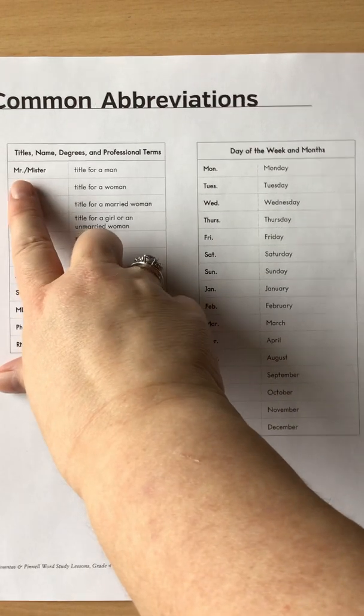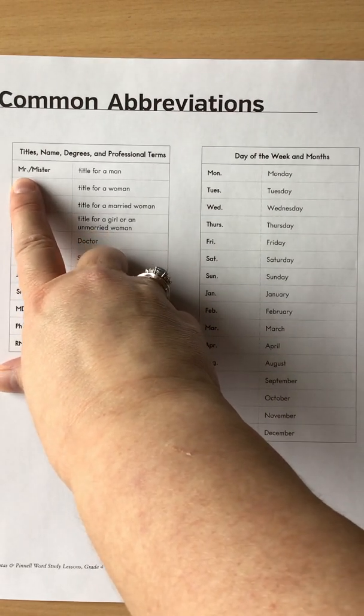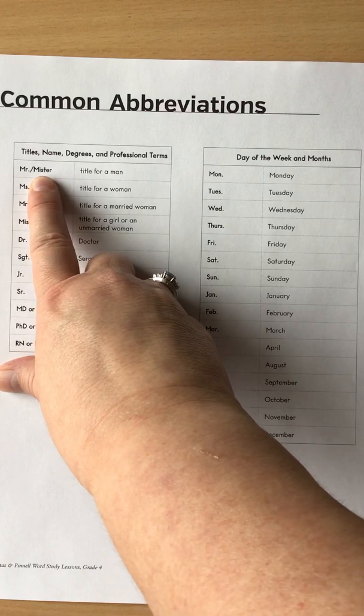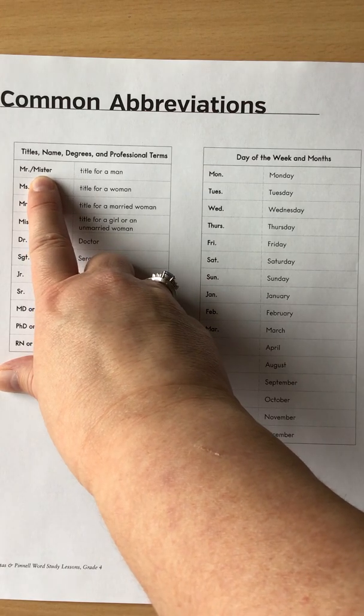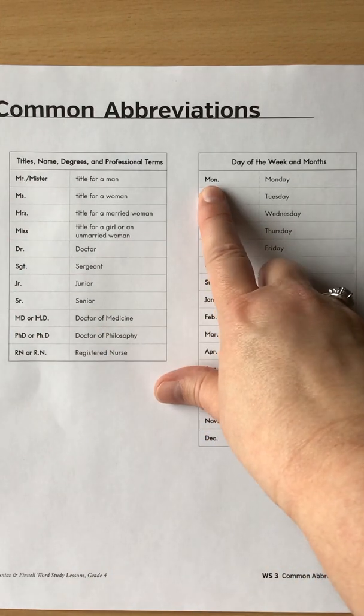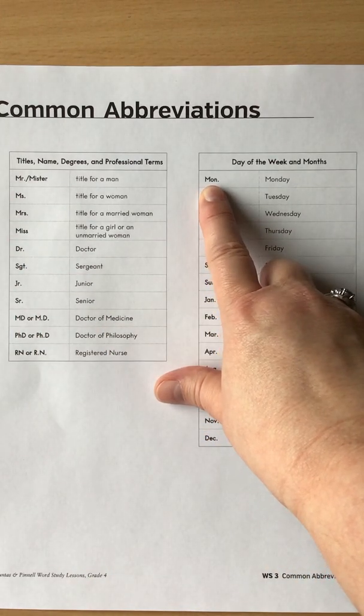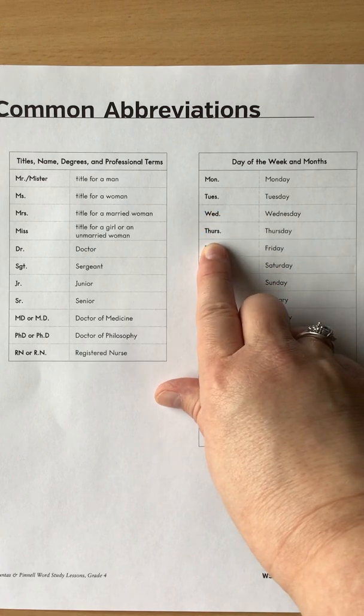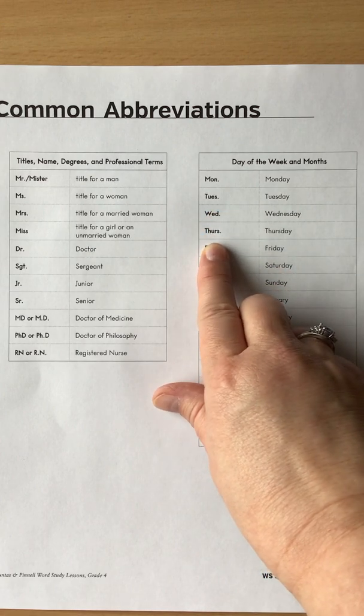So they're showing you here that the title Mr. is an abbreviation, but we still say it like we had written the word out, Mister. And we would say this is Monday. So even when you see an abbreviation as you're reading, you would say the actual word.